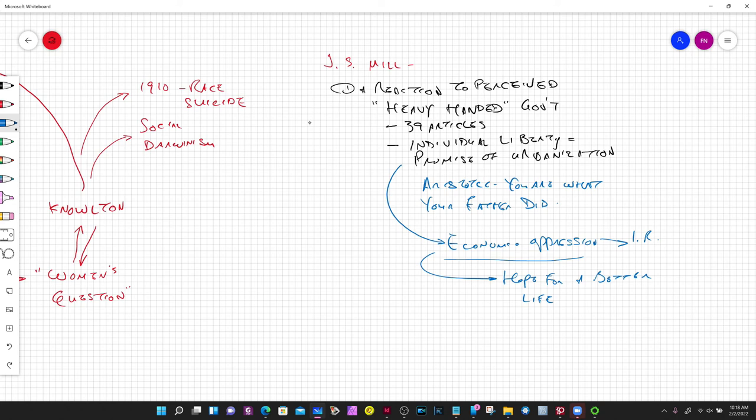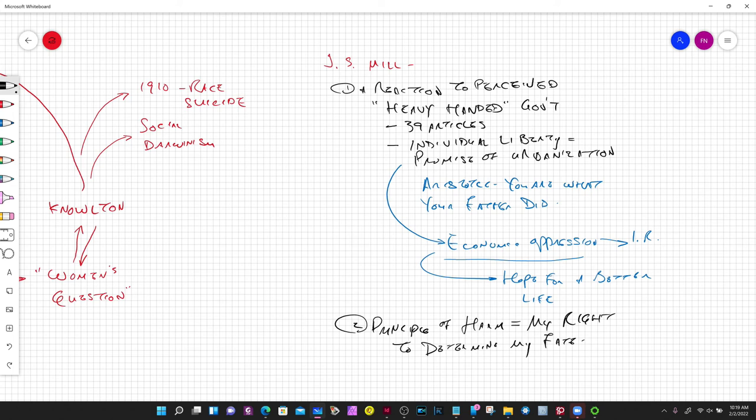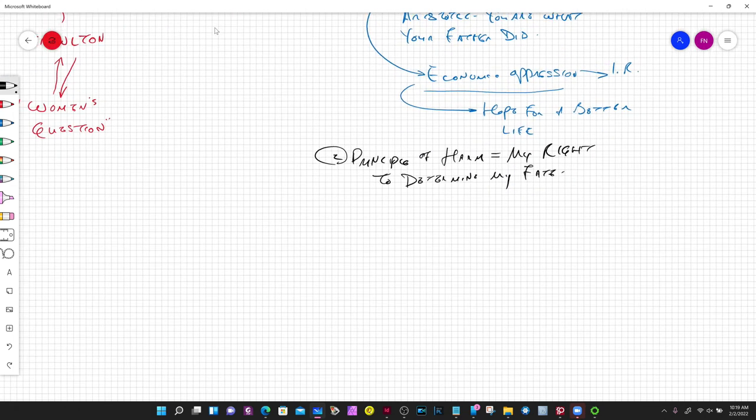So to that extent, the principle of harm becomes my right to determine my fate. I think, as we often see over the course of everything we've talked about this morning and in subsequent previous meetings, what John Stuart Mill might have meant is not ultimately what happened. So let's add one point to this, and then let me talk about the implications of that.